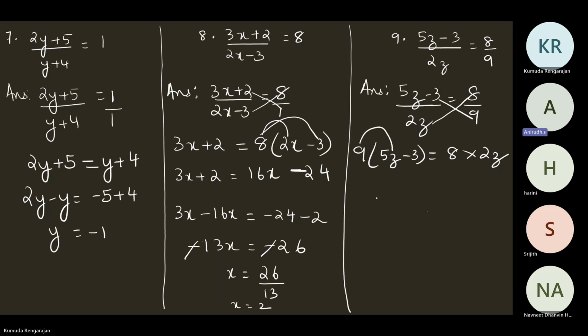40z minus 27 is equal to... Not 40. 9 5s are 45. 9 3s are 27. 45z minus 27 is equal to 8 into 2z.